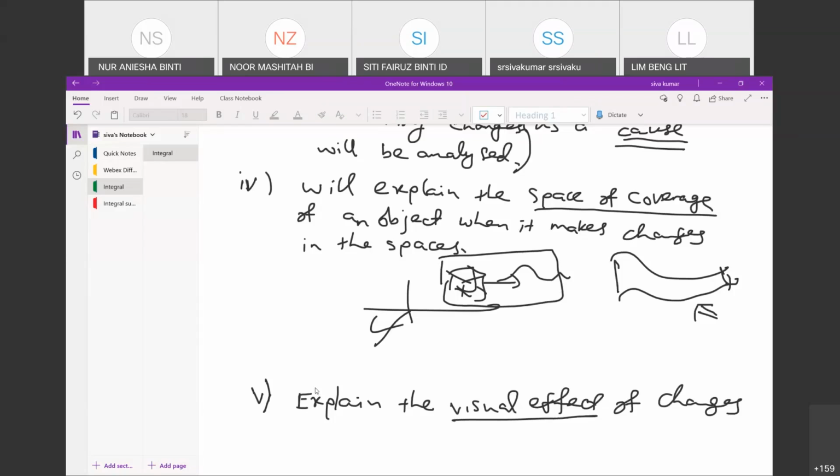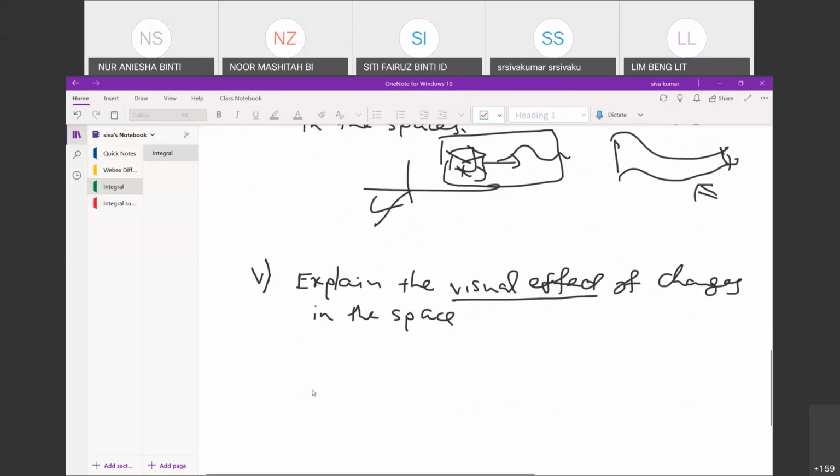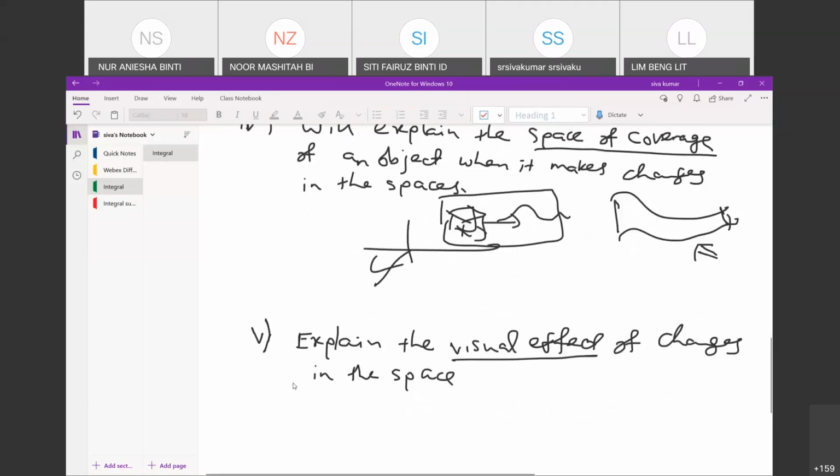Maybe I'll try, because I'm just creating the sentences, because in the space. Okay, this is the idea. Basically, we can say it's a visual effect of changes in the space. Therefore, we are trying to explain here the visual effect of the changes in the space.